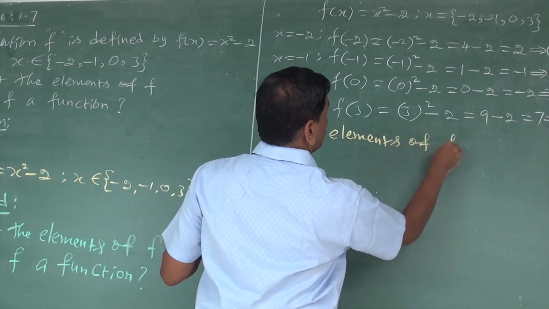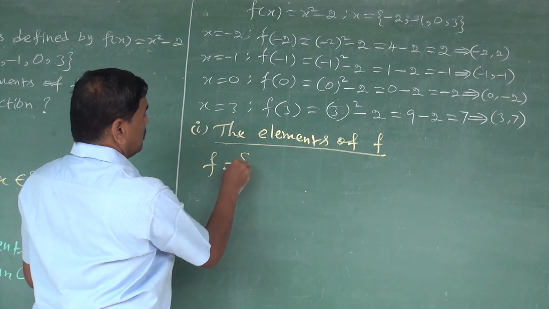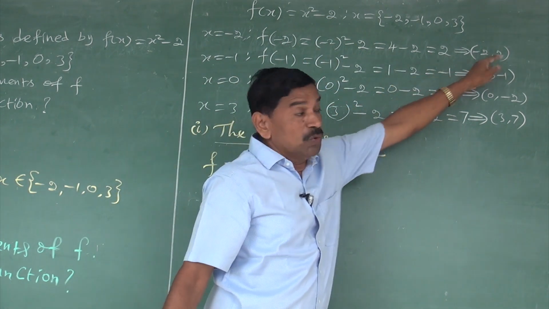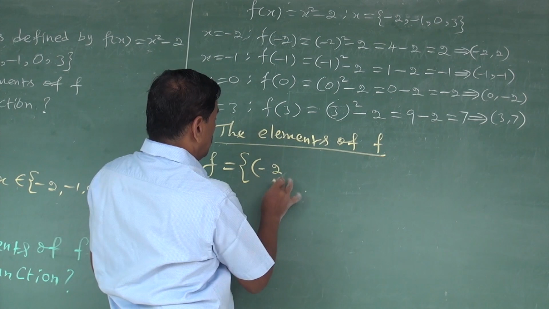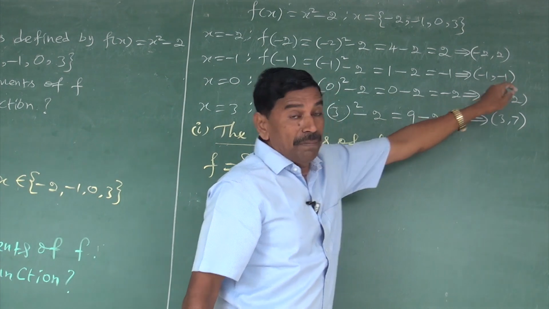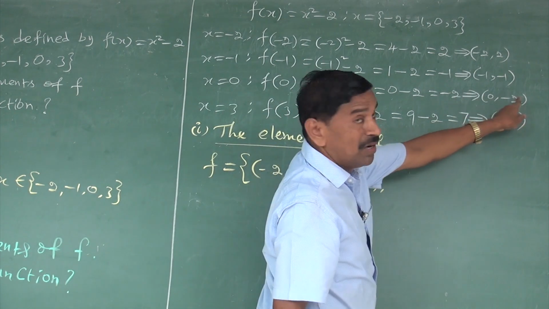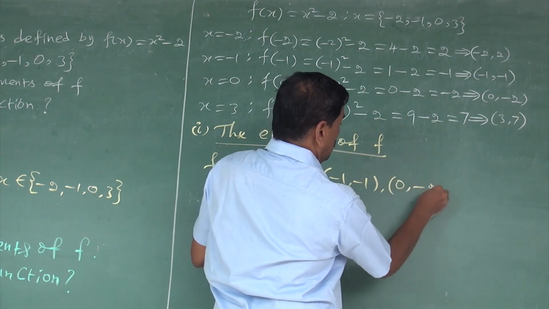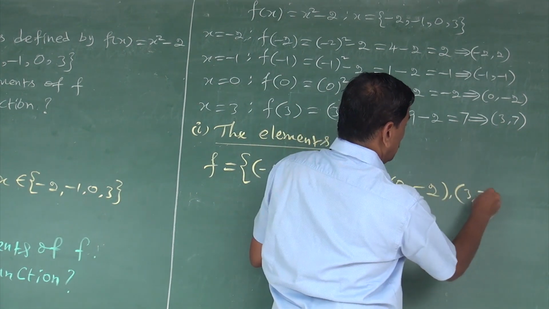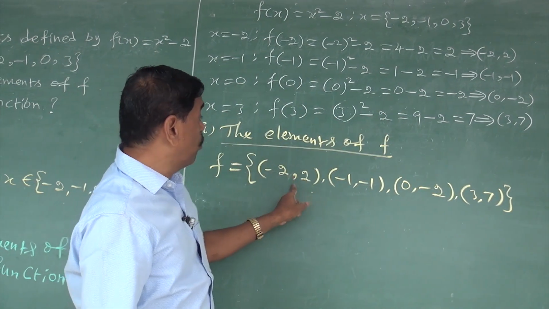The elements of f is the topic. The elements of f is given by f is equal to, okay, what are the ordered pairs? Minus 2 comma 2, next minus 1 comma minus 1, next 0 comma minus 2, next element 3 comma 7, complete the flower bracket. So first subdivision, the elements of f is equal to 1, 2, 3, 4.